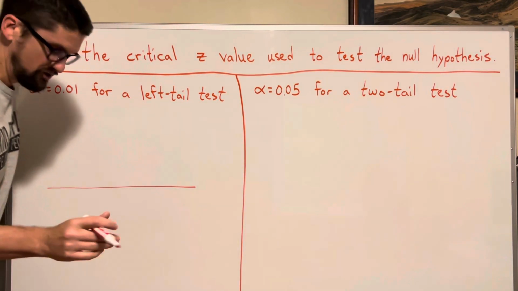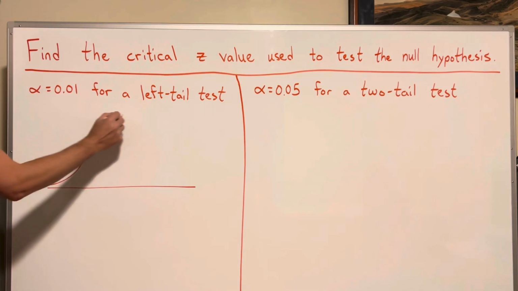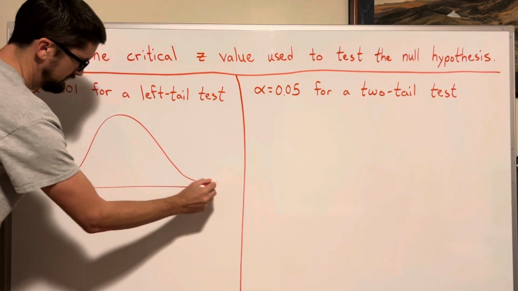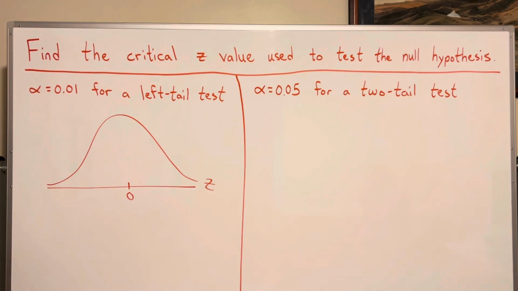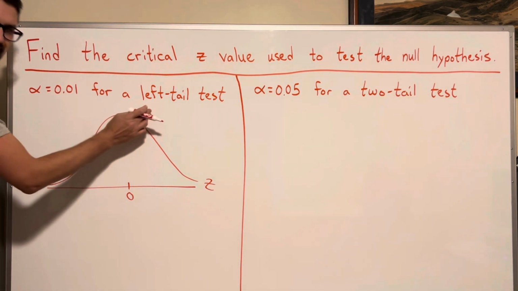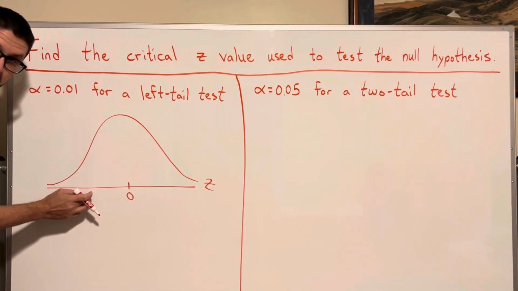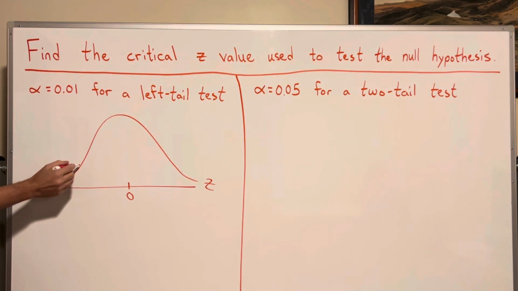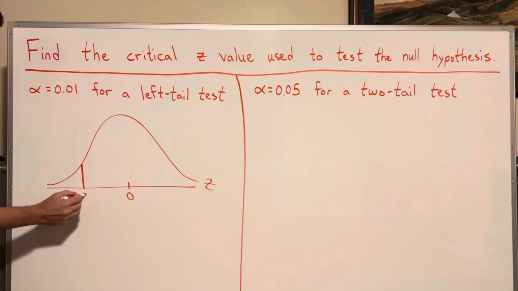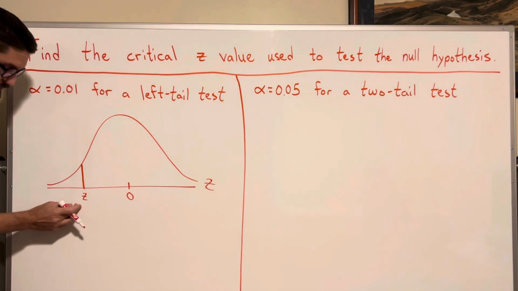the Z is the standard normal. It's the bell-shaped curve. 0 is in the middle. The critical value for a left tail test is going to be over here to the left. It's going to be right here.